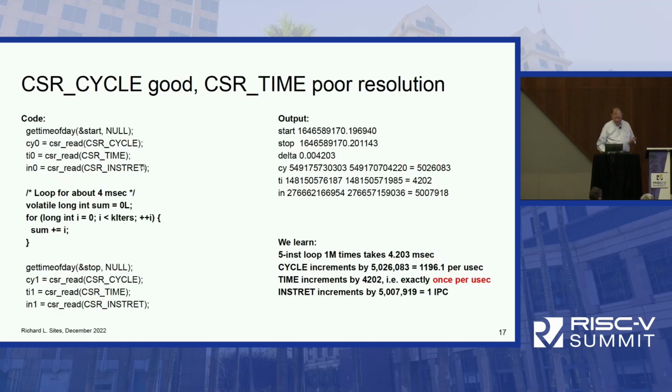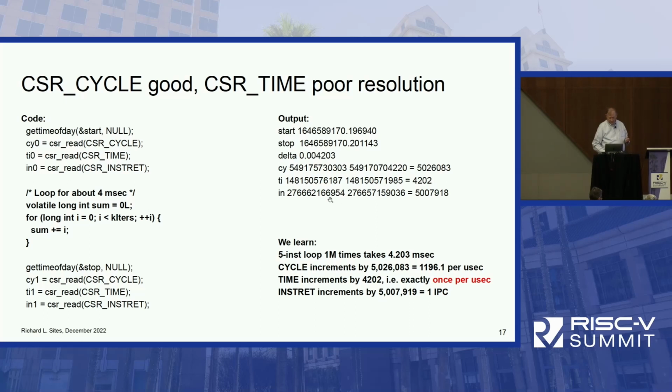So I moved on to looking at the cycle counter, the time counter, and the instructions retired counter, and then did a loop that goes around 1 million times and takes about 4 milliseconds, and then read those counters again along with get time of day. And the output looks like this. The get time of day start and stop, when you subtract them, there's 4.2 milliseconds of doing this 1 million loops. The cycle counter incremented by 5 million. The time counter incremented by 4,202. So we learned from that the time counter is counting exactly once per microsecond.